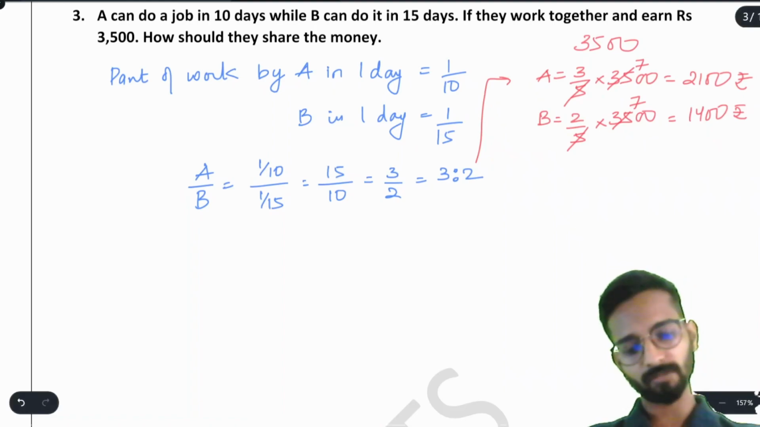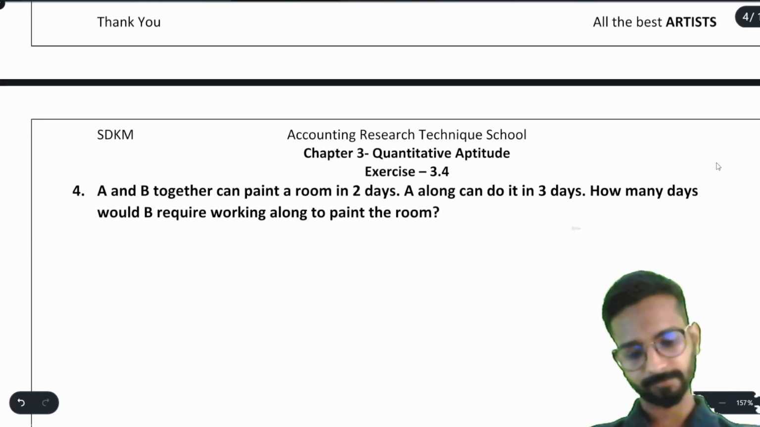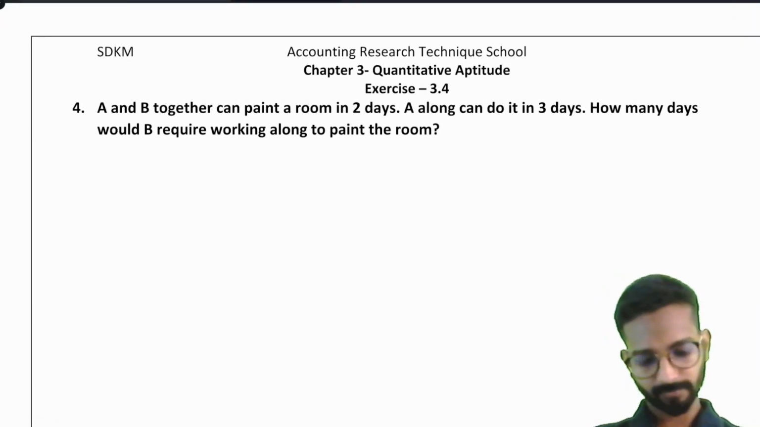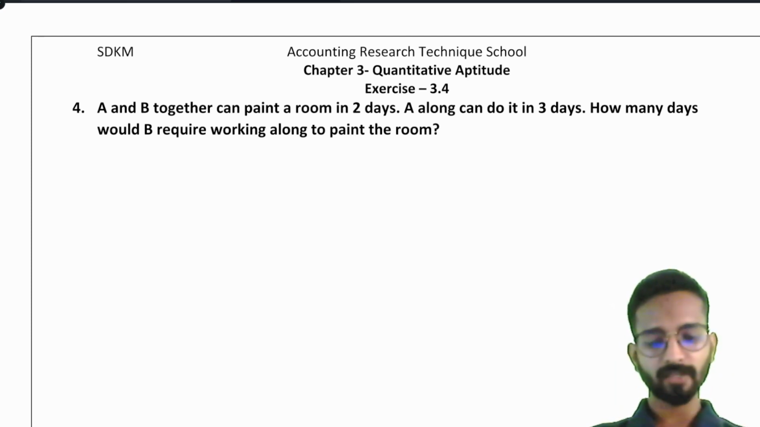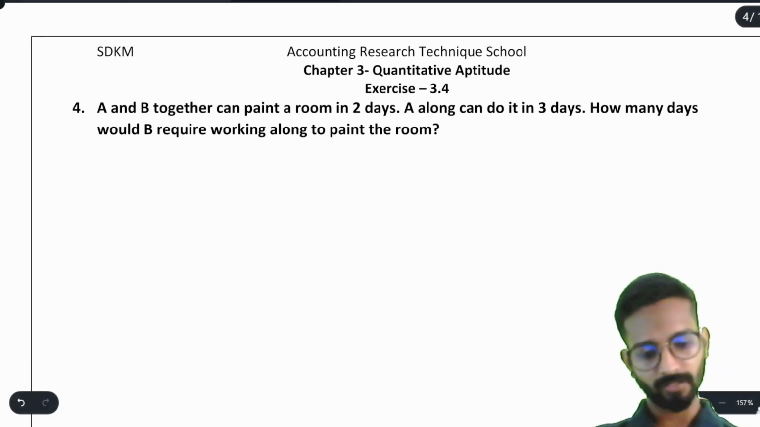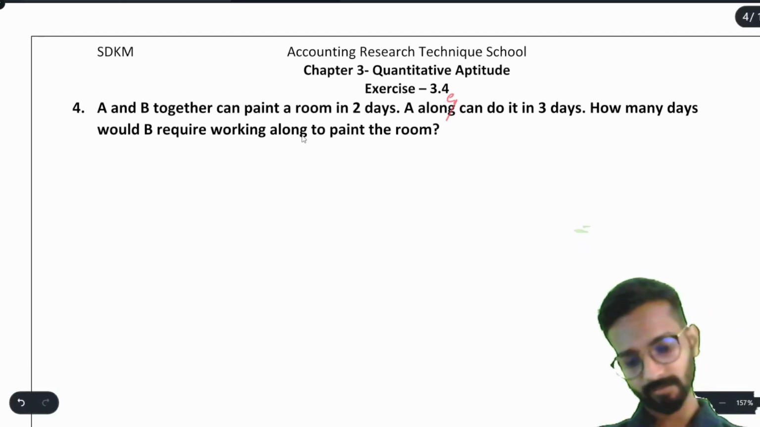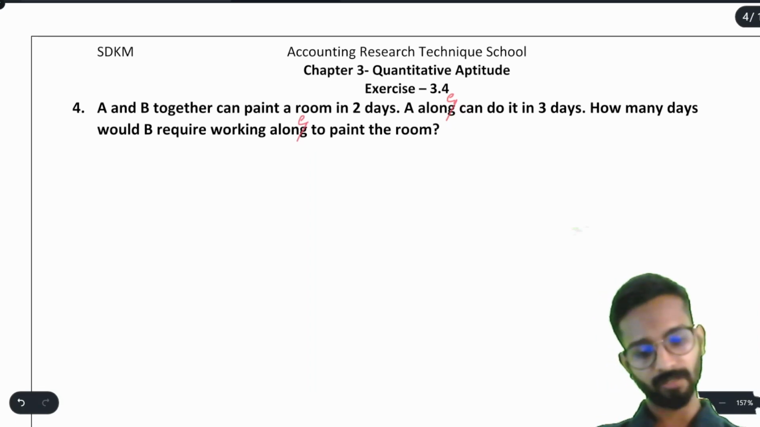Now, we'll do the question number 4. See, A and B together can paint a room in 2 days. A alone can do it in 3 days. Okay. It is not A alone. It is A alone. A alone can do it in 3 days. How many days would B require working alone to paint the room? Okay. See. Working alone to paint the room.